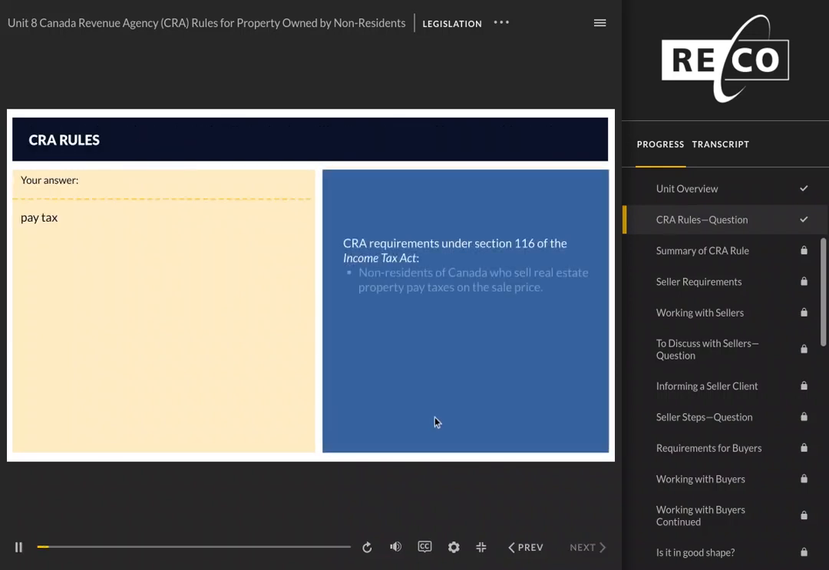The CRA has several tax rules that apply to non-residents of Canada disposing or selling property under Section 116 of the Income Tax Act. There are many types of property that fall under these requirements, but this unit will only deal with requirements applicable to the sale of real estate property.